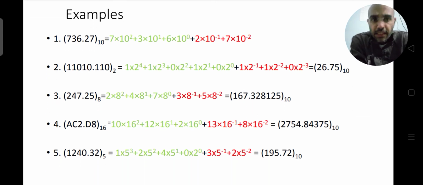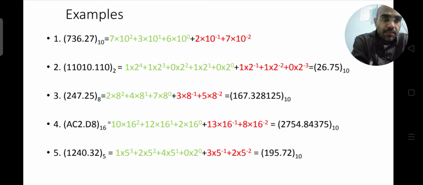Similarly, if we have the number in a number system which has 5 symbols, and if we want to convert that number in decimal number, then we have to use the same logic. Let's say the number given is 1240.32 in the number system which has 5 symbols. So the radix of the number system is 5.